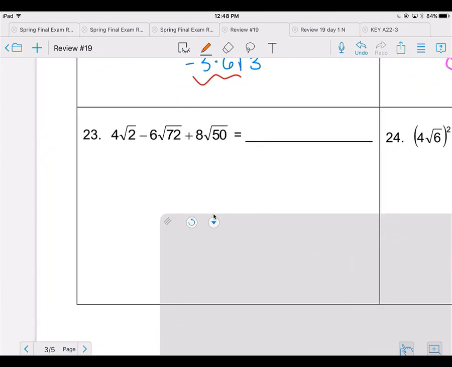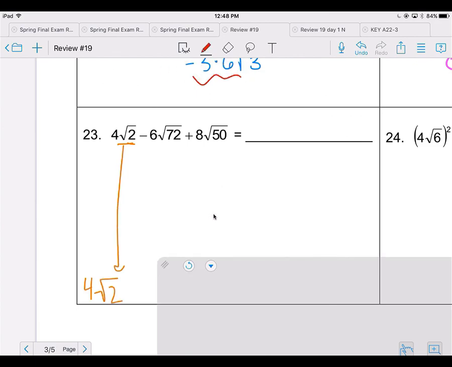Problem 23 is an adding or subtracting, so this is one of the only ones that I will add or subtract. First, I got to simplify my square roots. The square root of 2 cannot be simplified, so I simply rewrite this. As you guys have seen, I rewrite mine on the very bottom to make sure that I don't forget it and don't lose it somewhere in my problem.